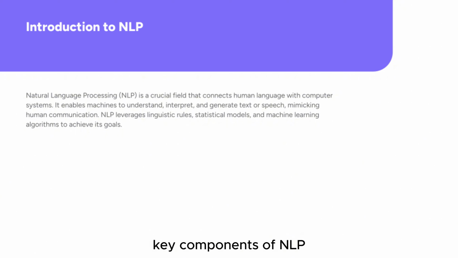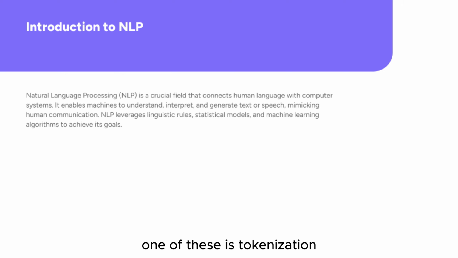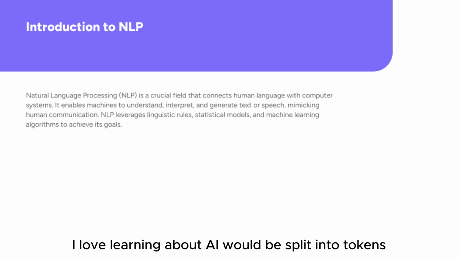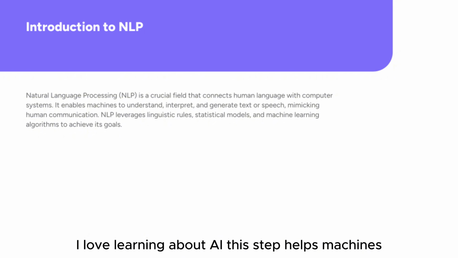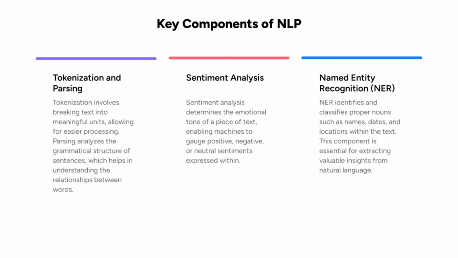Key components of NLP. For computers to make sense of language, NLP relies on several foundational processes. One of these is tokenization, which breaks text into smaller units like words or phrases. For instance, a sentence like "I love learning about AI" would be split into tokens: I, love, learning, about, AI. This step helps machines process language in manageable pieces.